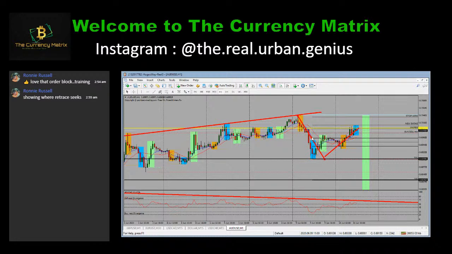So as this one is from 704 to 689, this one will likely be from 69 down to 685 because they're symmetrical. And it'll look just like this. Which of course takes us right down there to our TP2 for Aussie USD.